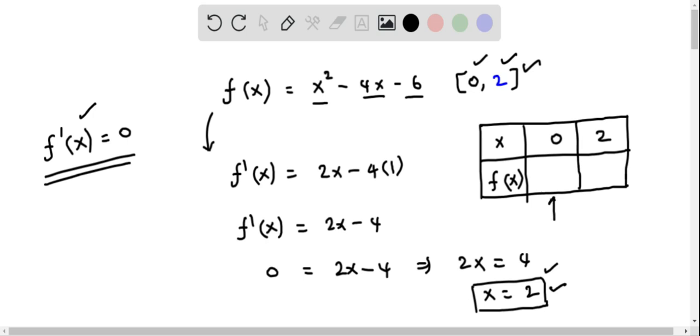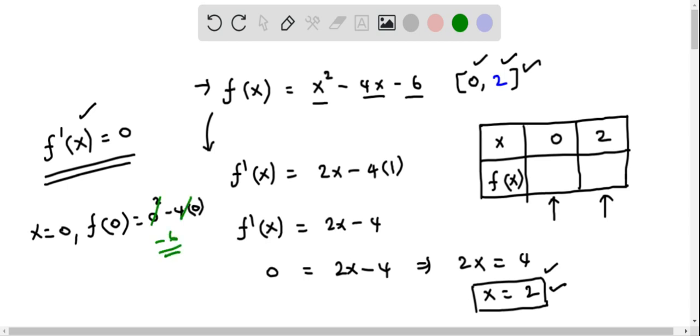Now we have to determine the function values when x equals 0 and when x equals 2. We can determine this by plugging x equals 0 into f of x, and when we do that we get f of 0 equals 0 squared minus 4 times 0 minus 6. So this is 0 and this is 0, and here we have negative 6. So f of 0 equals negative 6. I write negative 6 for x equal to 0.